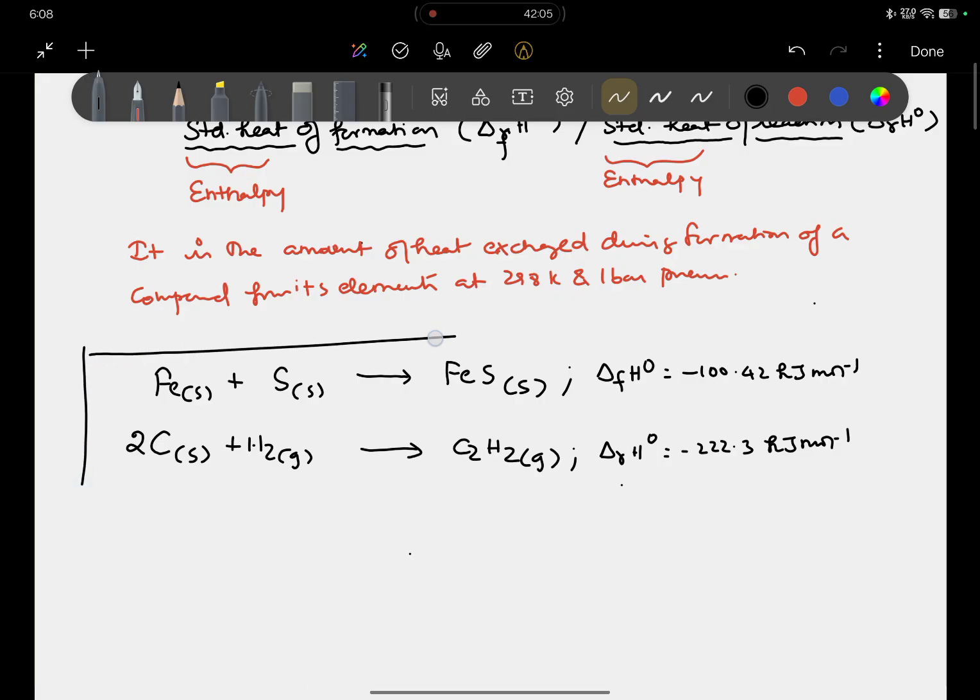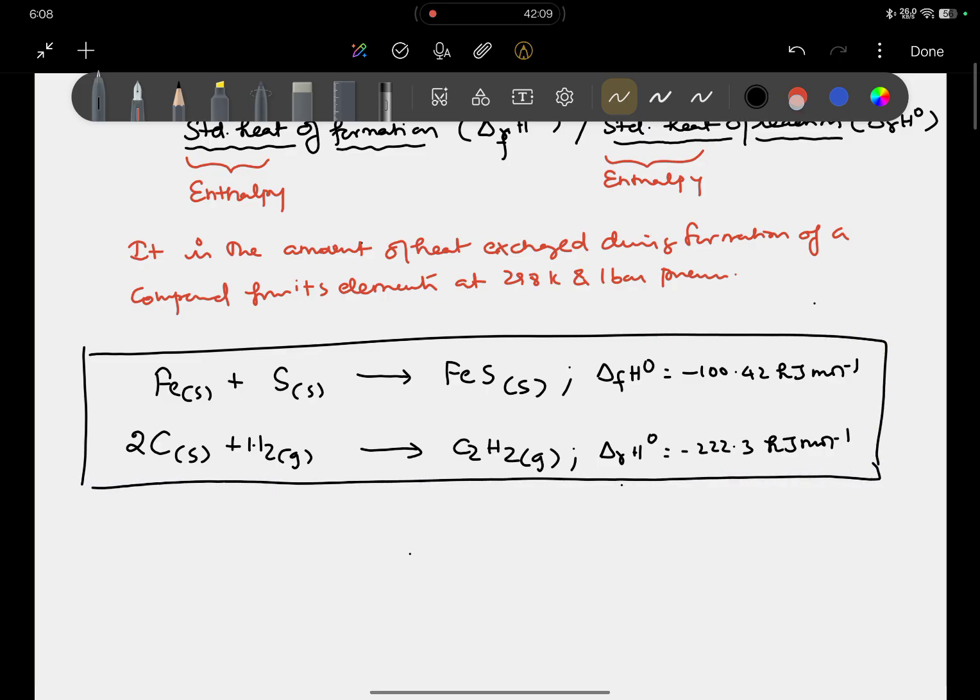An equation which has an enthalpy in it is called a thermochemical equation. What do you call these equations? What are these equations called?